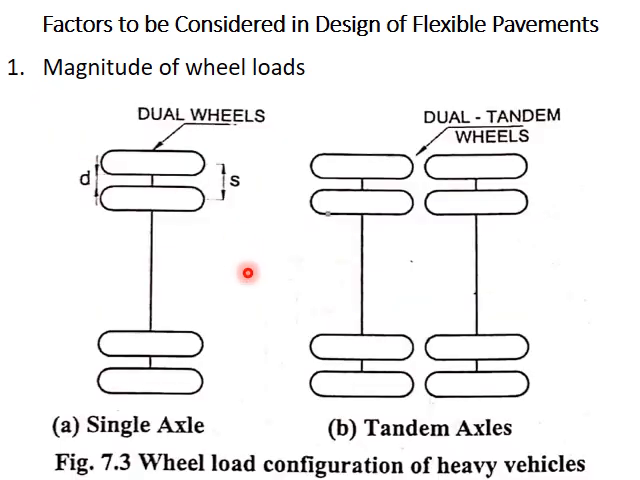This slide shows the wheel load configuration of heavy vehicles. You can see in the first figure a single axle with dual wheels. Usually this type of axle and dual wheel arrangement is seen in heavy commercial vehicles like trucks or buses. And in figure B you can see tandem axles, that is, you can see a dual wheel axle and you can see two axles, that is the dual wheel tandem arrangement.